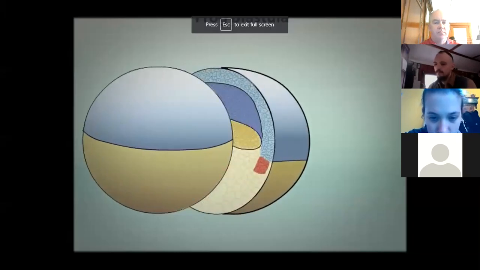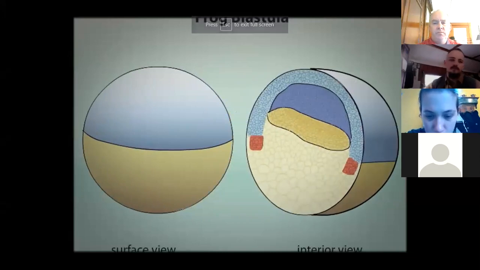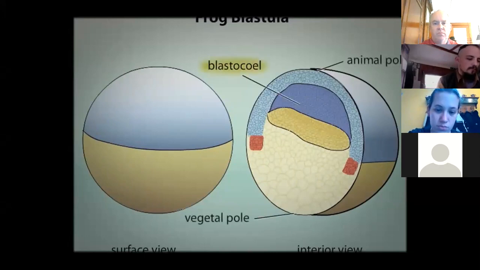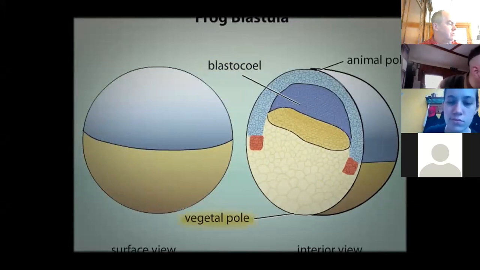Cross-section of an embryo of the frog Xenopus, we can see that at this point it is a ball of cells with a fluid-filled cavity. The cavity is the blastocoel, and the embryo is currently in the blastula stage of development. A blastula contains large yolk-filled cells at the vegetal pole and smaller cells at the animal pole.